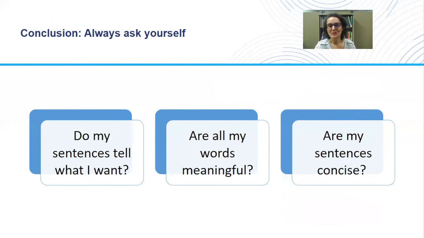In conclusion, please always ask yourself the following questions. Do my sentences tell what I want? Are all my words meaningful? Are my sentences concise? And if you answer no to these questions, please consider revision.